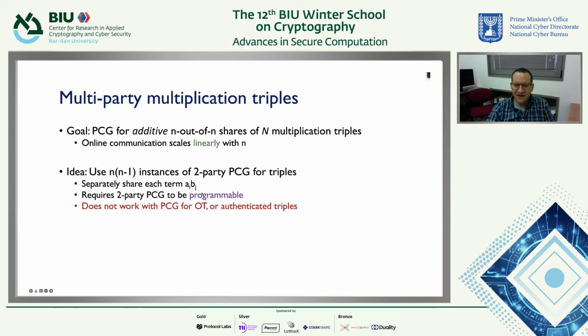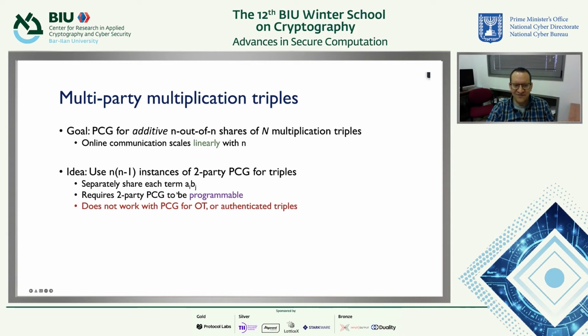This construction, unlike the two-party case, does not work for OT. So we cannot get binary multiplication triples, which are quite useful if you want to evaluate Boolean circuits, by using the PCG for OT, because the PCG for OT actually does not have this required mix and match property. So that's an open problem. We don't have a practical way of generating these binary multi-party multiplication triples.